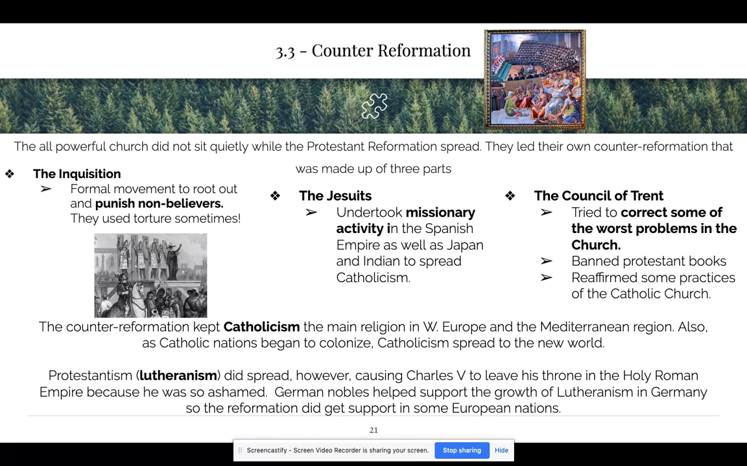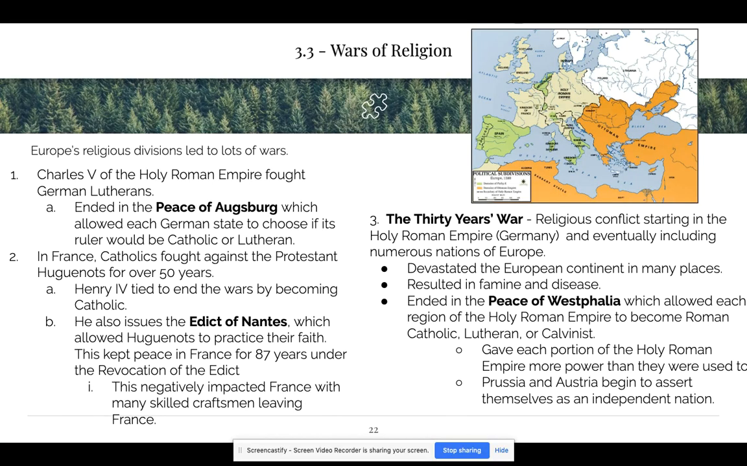And part of the reason Lutheranism was so successful in Germany, and this is key, write this down somewhere, is because German nobles helped support the growth of Lutheranism in Germany. So some European nations were more supportive to Protestants than to Catholics, but for the most part, the people in charge stayed Catholic, so the official religion stayed Catholic, except for old Henry VIII, because he really needed to get a divorce. So that is the Counter-Reformation.